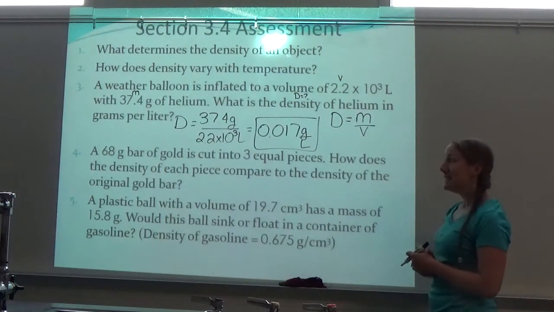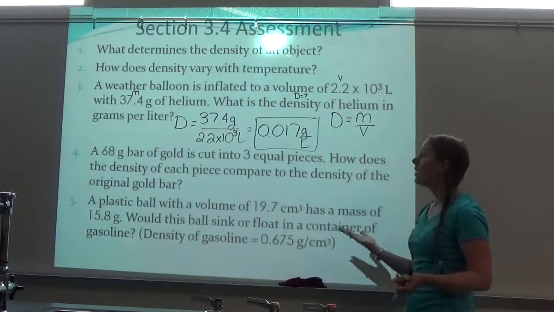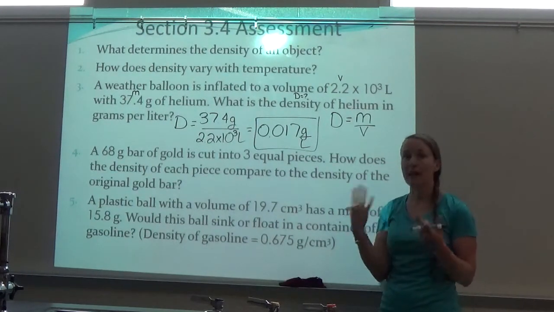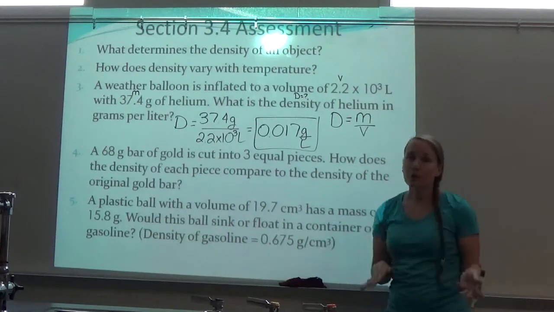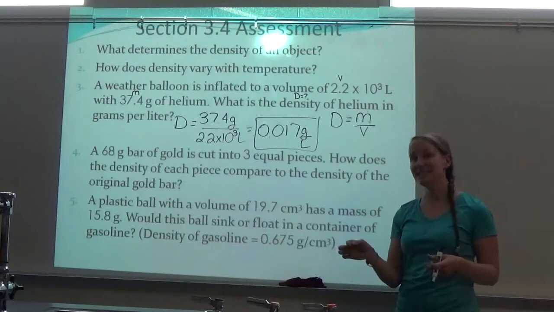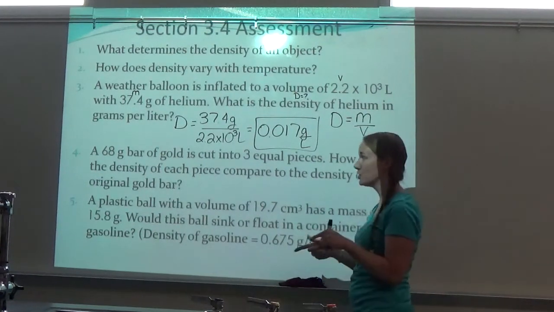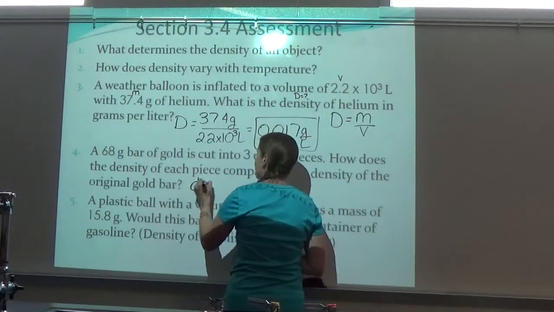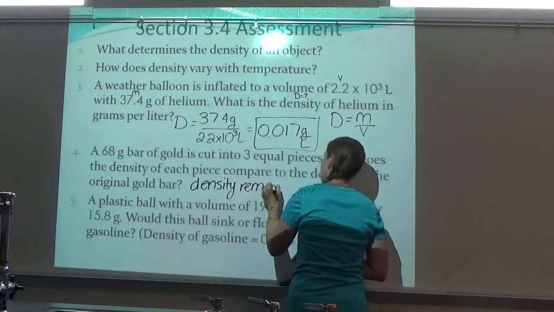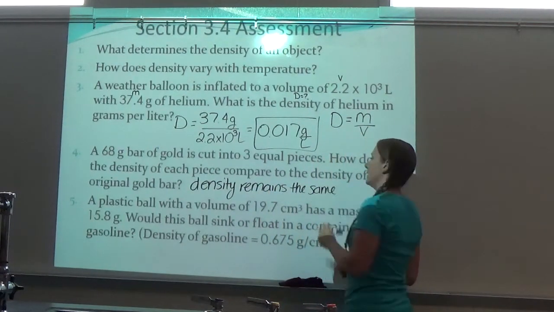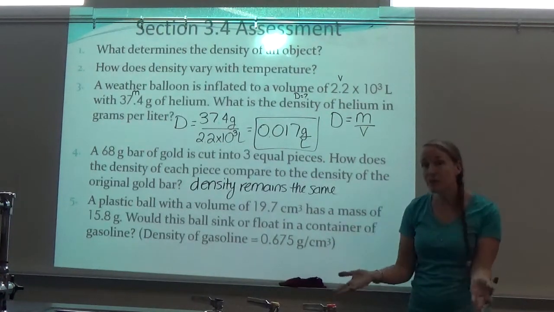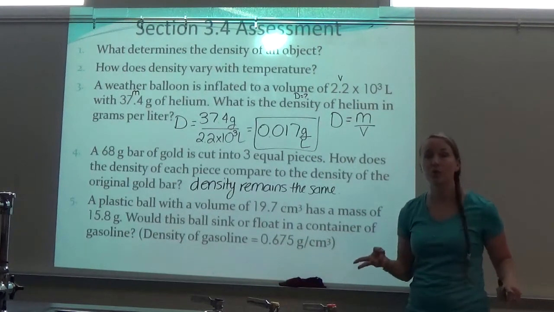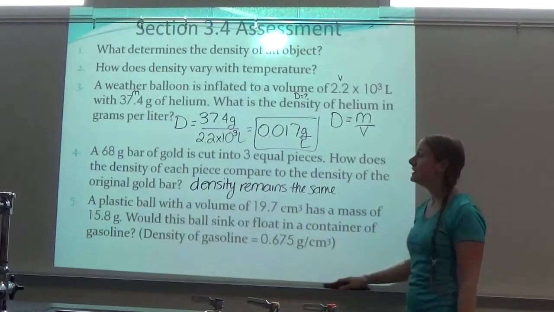All right, so number 4, it says a 68-gram bar of gold is cut into 3 equal pieces. How does the density of each piece compare to the density of the original gold bar? Well, in other words, what we have is just a smaller piece of gold. How would the density compare? Most students will tell me it's lower than the density of the original gold bar. But remember, density is intensive. It just depends on what the substance is, not how much. So you started with gold, you ended with gold pieces. Are they still gold? Yes. So density remains the same, because it's an intensive property. Now the mass would be different, the volume would be different, but like the color of the gold is the same, the density of the gold is the same, the melting point of the gold is the same because it's still gold.